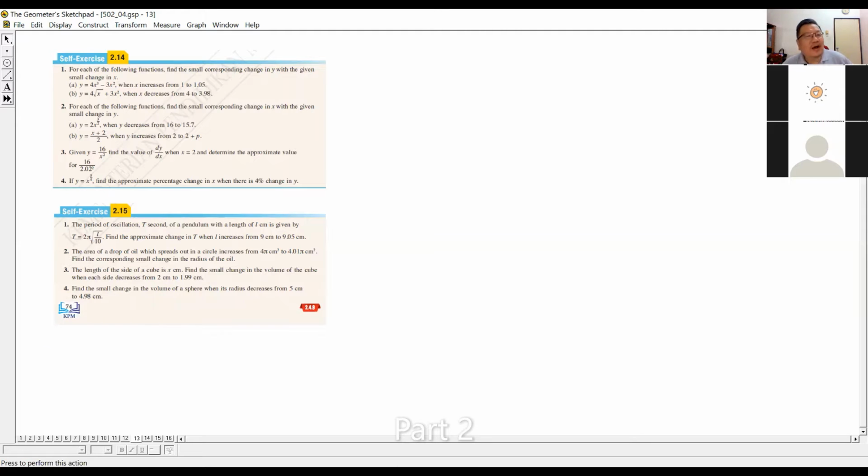I'm going to show you how to find this, right? Okay, so the question number 4, self-exercise 2.14. The function is y equals x to the power of 5 over 4.